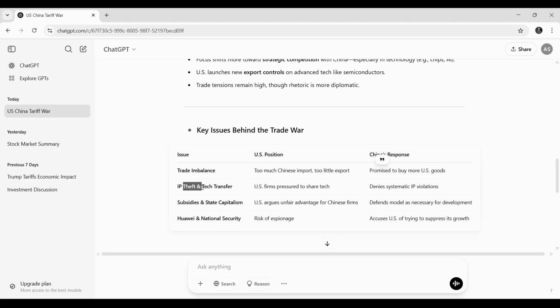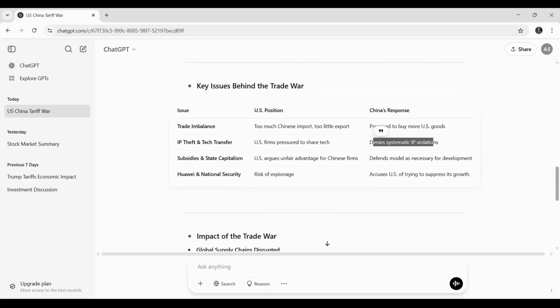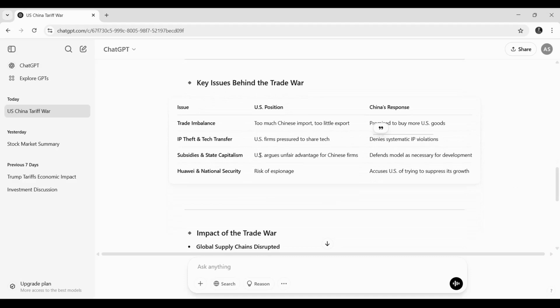Also, there was IP theft and tech transfer: US firms were pressured to share tech. On the other hand, China denies systematic IP violations. Then subsidies and state capitalism: the US argues these give unfair advantages to Chinese firms, and China defended its models as necessary for development. Then Huawei and national security, the risk of espionage; on the other hand, China accuses the US of trying to suppress its growth.